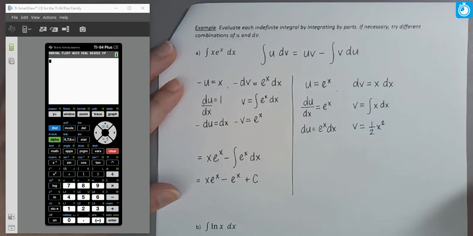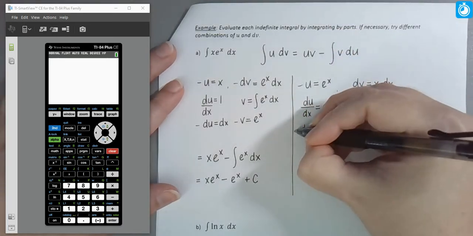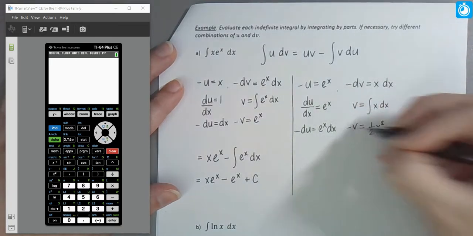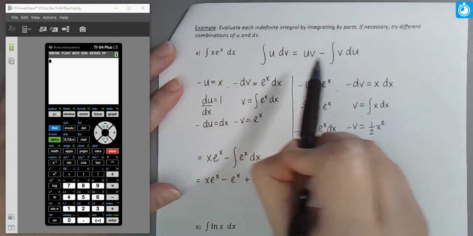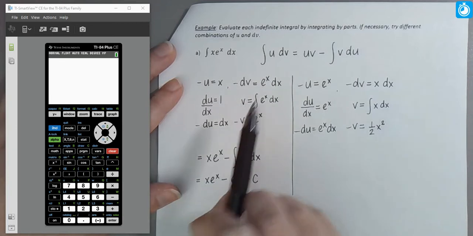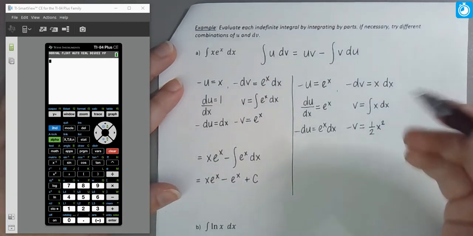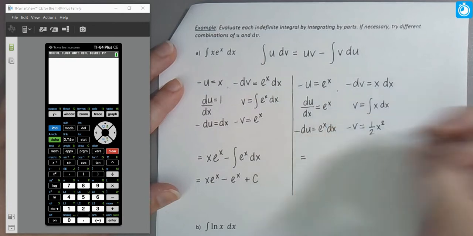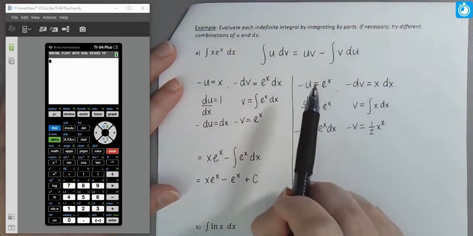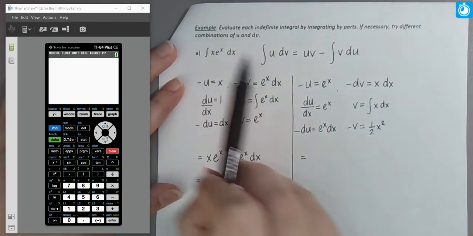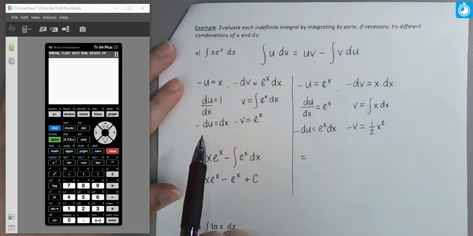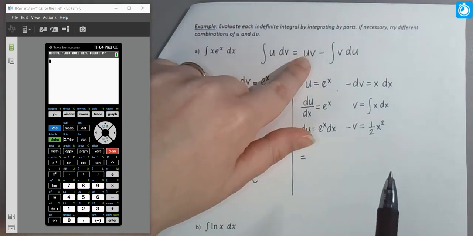And now we have everything we need. So we have u, du, dv, and v. So we have enough to use the formula. But now we're using the formula not with this combination of values, but with this combination of values. And the goal is to compare and see what would happen if we use this original assignment rather than this original assignment. So I'm going to plug in u and v.